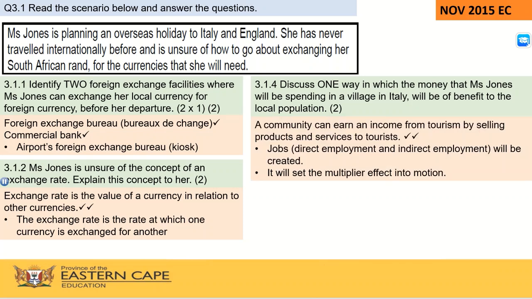And there you have the correct answer on your screen at the moment. A community can earn an income from tourism by selling products and services to tourists. Jobs, be they direct employment or indirect employment, are then created, which will in turn set the multiplier effect into motion.